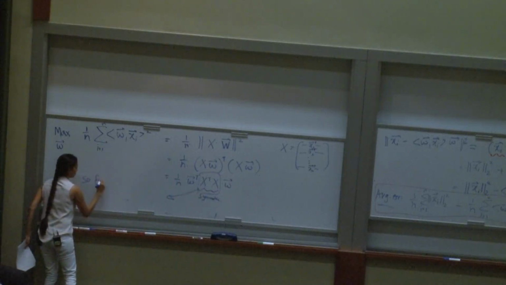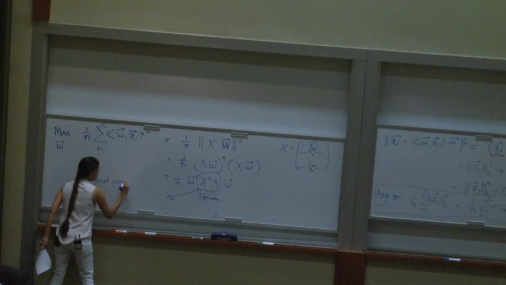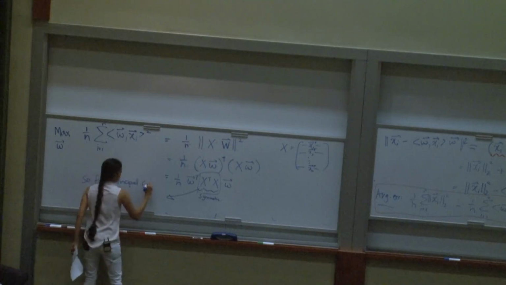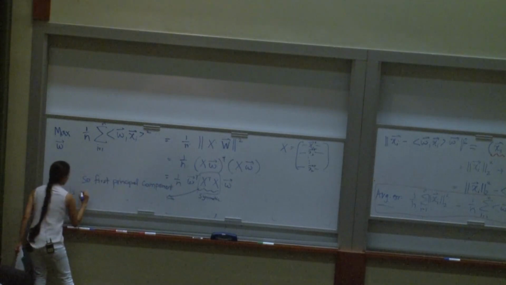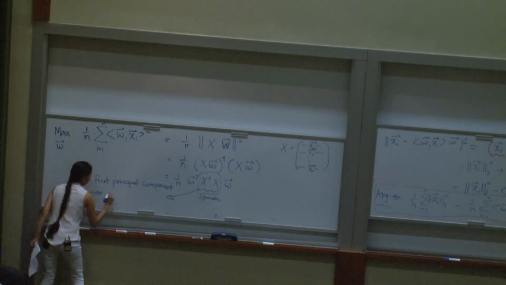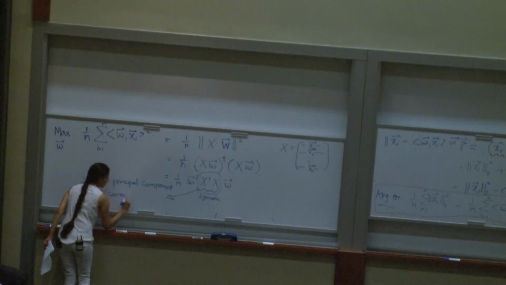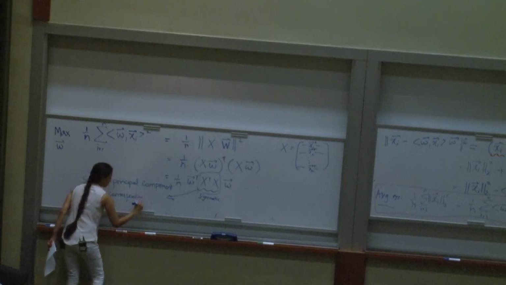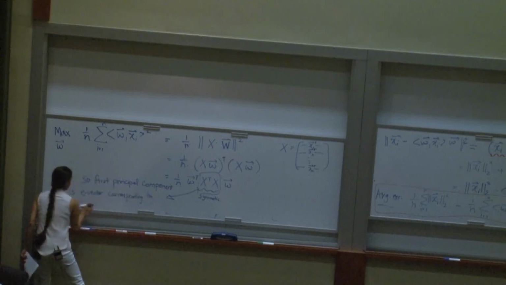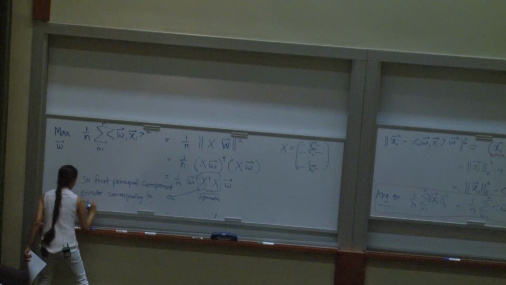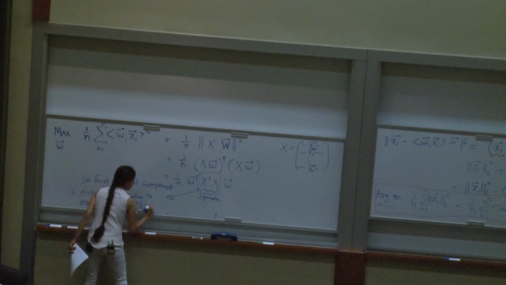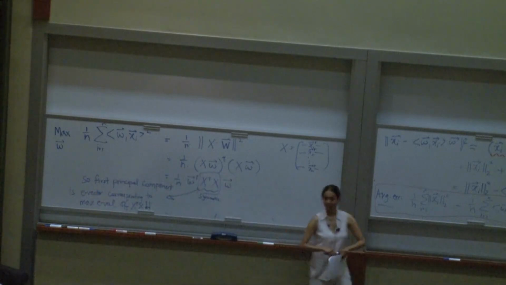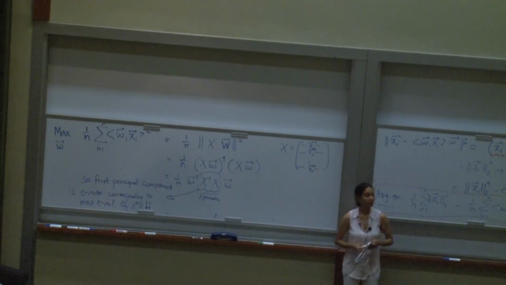So the first principal component is the eigenvector corresponding to the maximum eigenvalue of X transpose X. You should be happy. Okay? Yes, question?